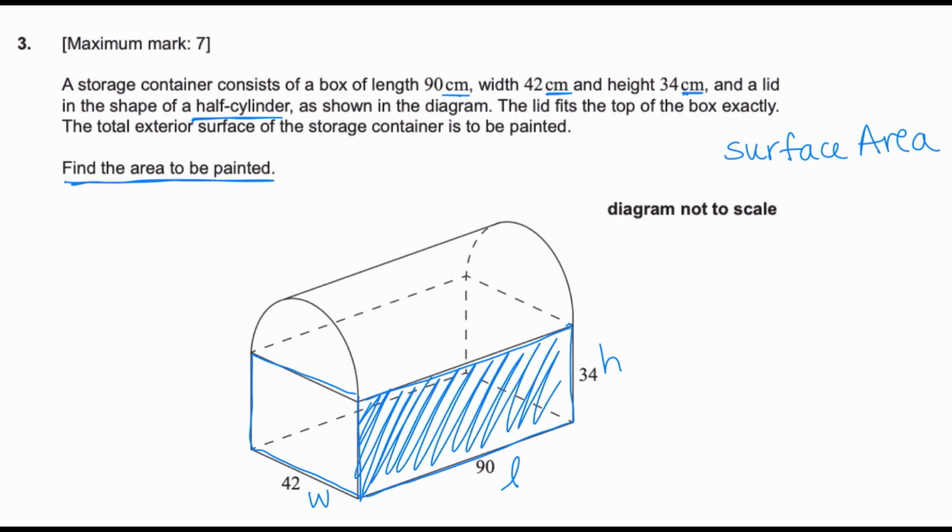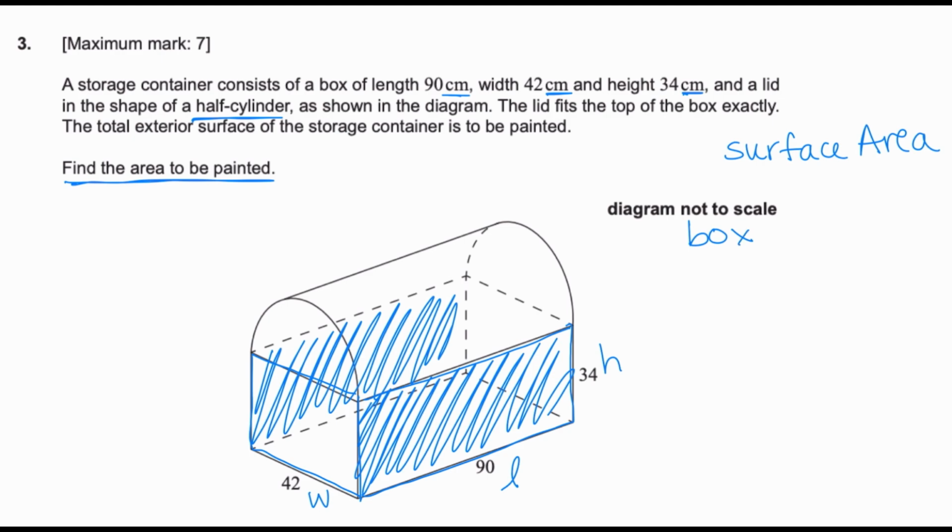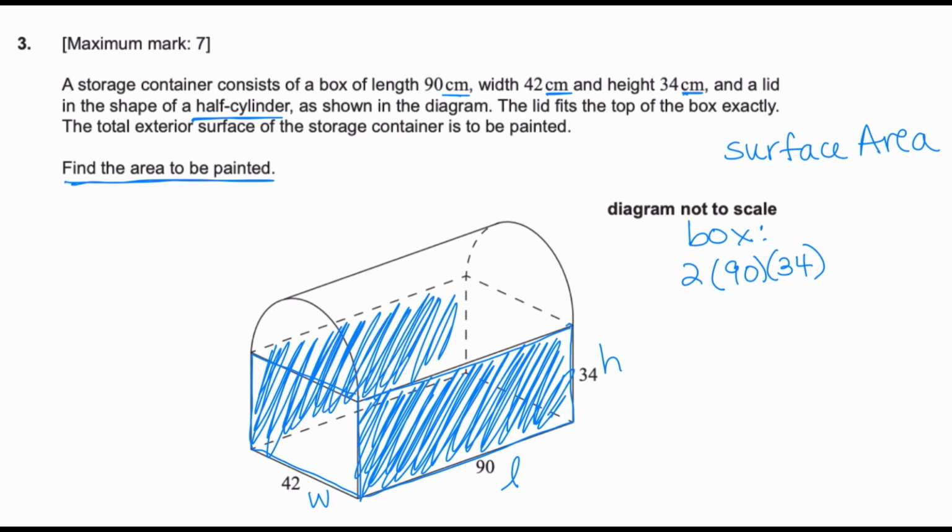So I'm going to start by understanding that I have this side here. This is one side, which is the same on the other side, and it's going to be painted. So that's going to give me 90 times 34. And again, there's 2 of those. So we're going to have twice the length times the height, 2 times 90 times 34. And again, 90 times 34 because we have a rectangle, which is right here, 90 times 34, but there's two of them. There's one on each side.